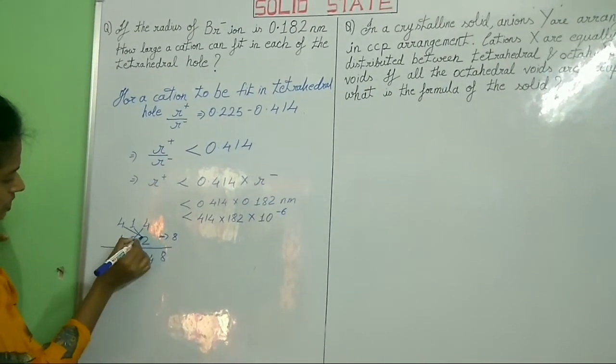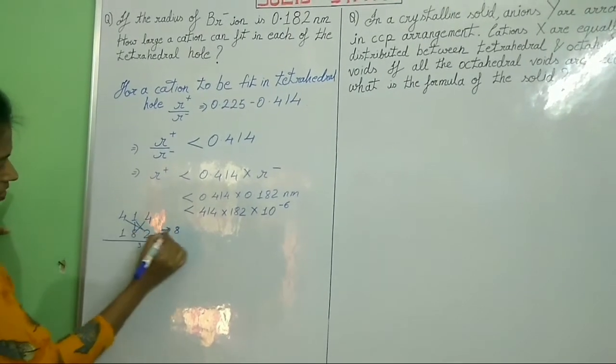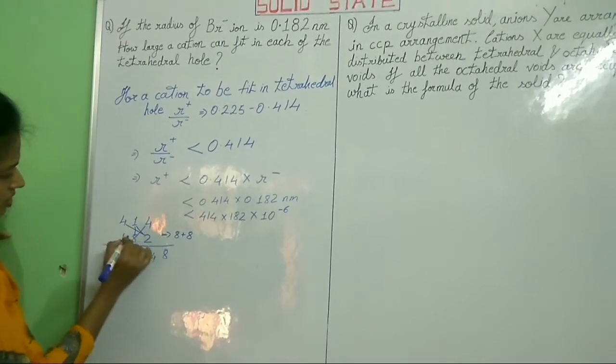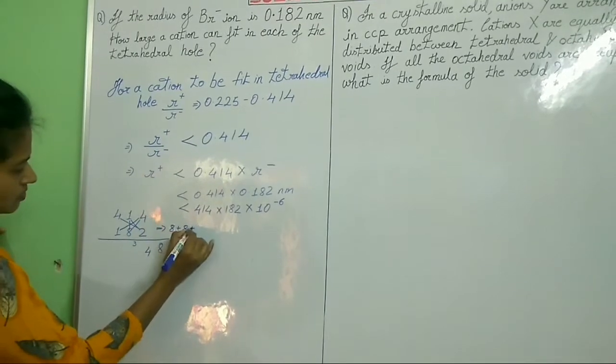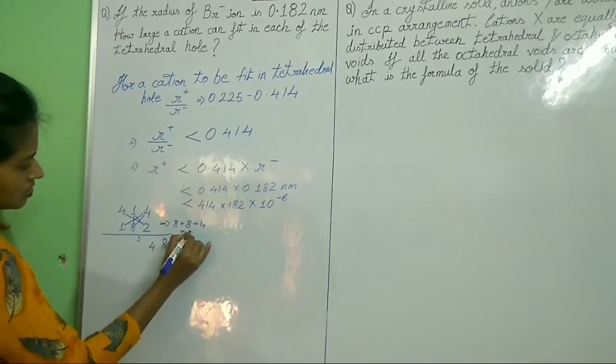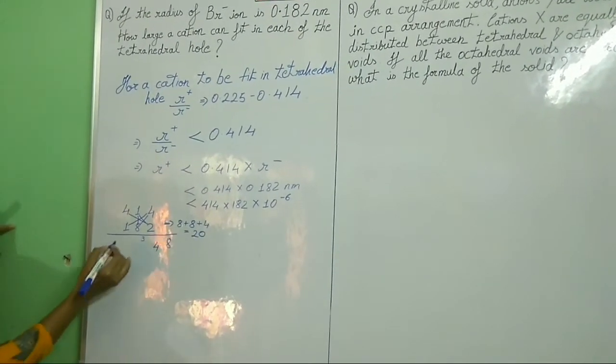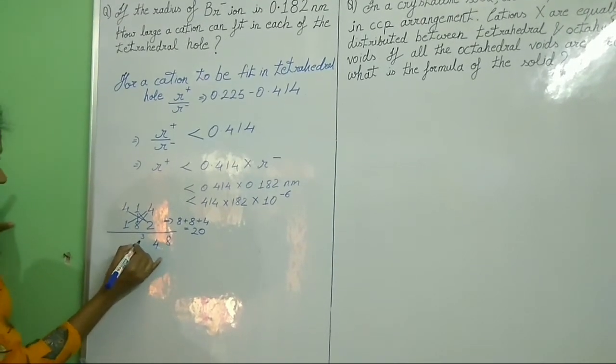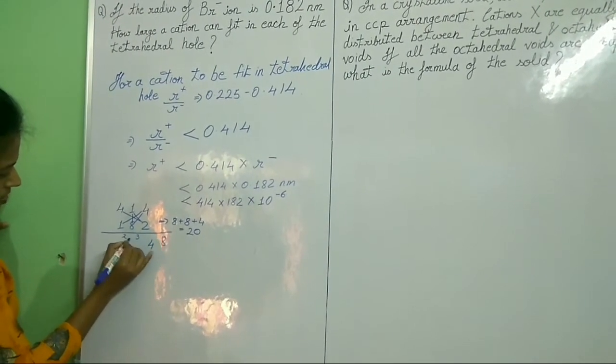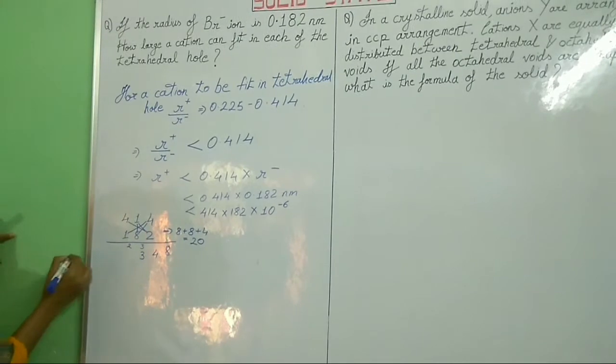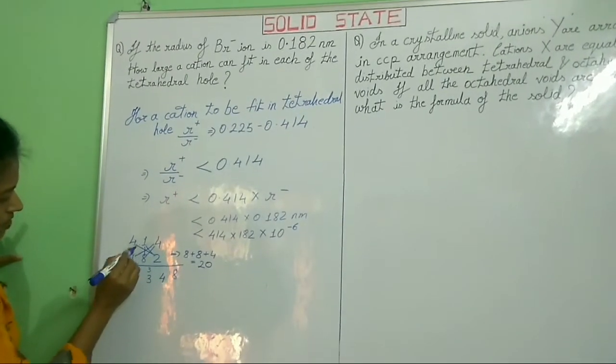This 4 2s are 8. 8 1s are 8. And 1 4s are 4. Is how much? 20. Okay. So 20 plus 3 is 23. Now let's calculate this. 1 into 1 is 1.